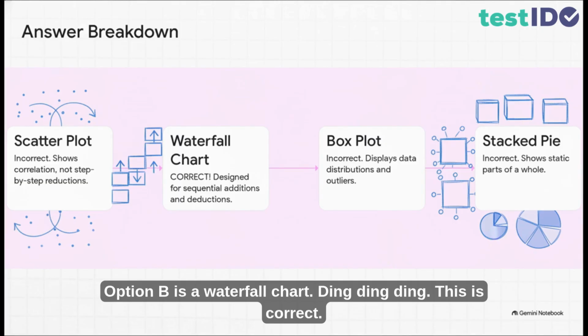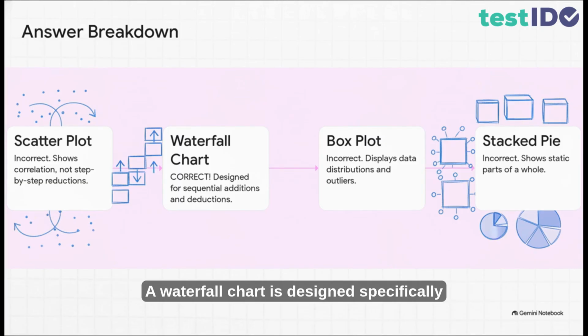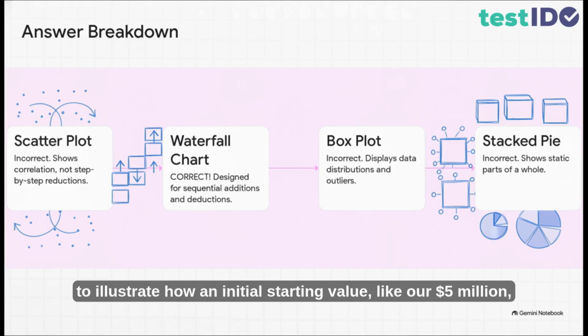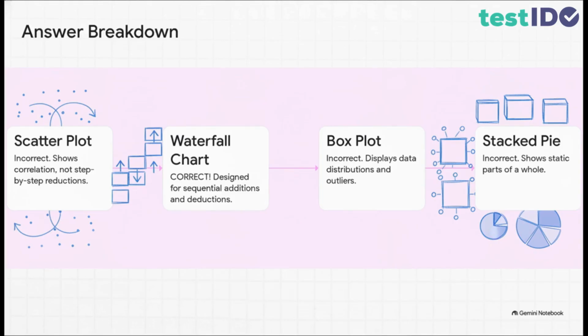Ding, ding, ding. This is correct. A waterfall chart is designed specifically to illustrate how an initial starting value, like our $5 million budget, is impacted by a series of additions and deductions to finally reach an end result. Just to be absolutely thorough, let's check the others.